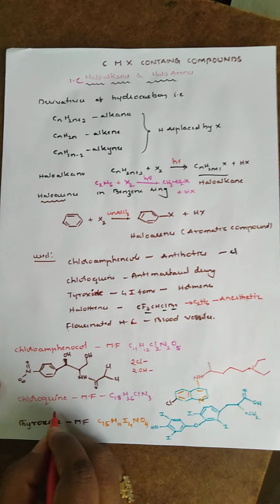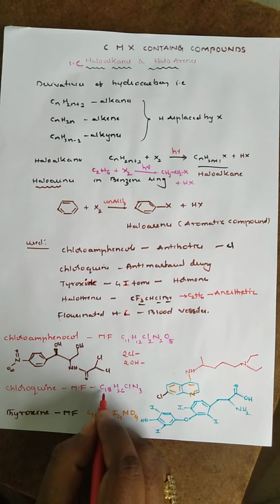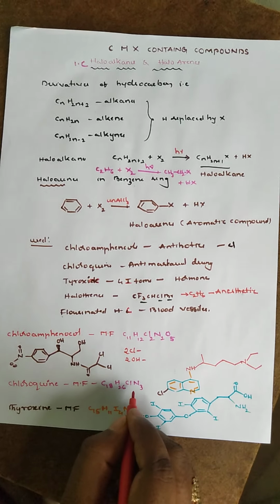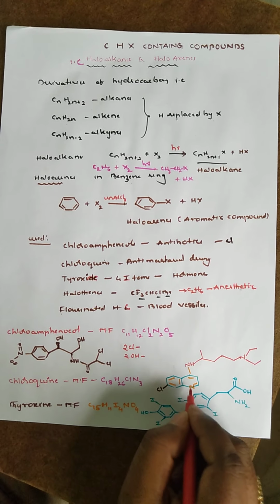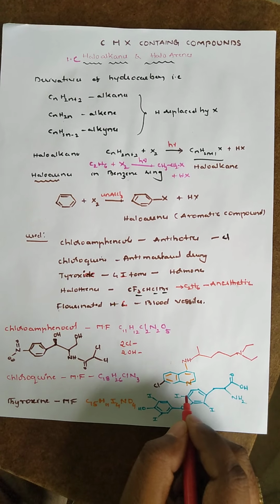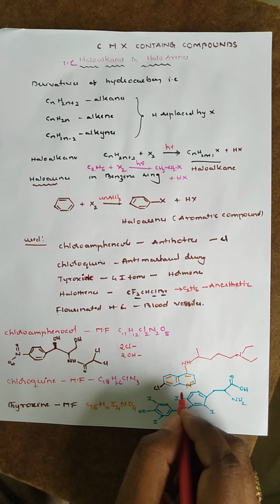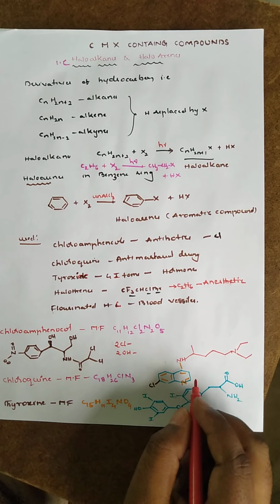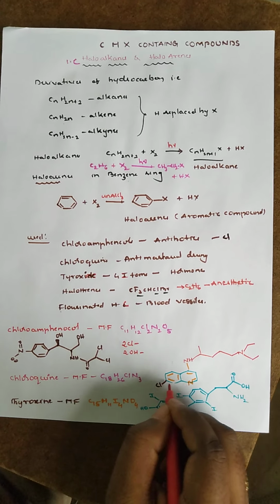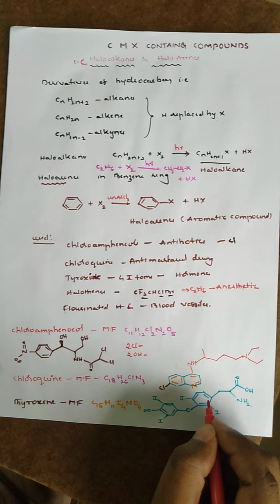Now chloroquine. The chloroquine molecular formula is C18H22ClN3. It is a simple derivative of quinoline. Chloroquine is nothing but a chlorine containing compound. The structure we should see.